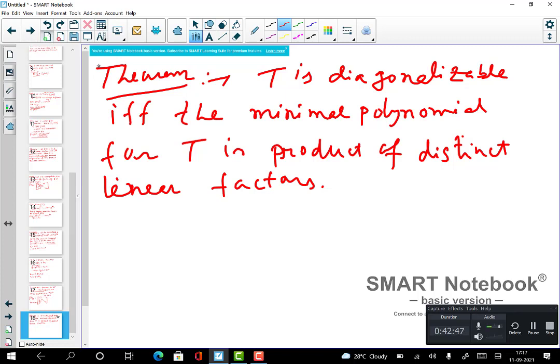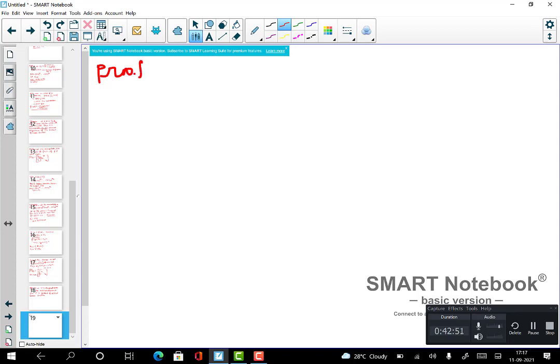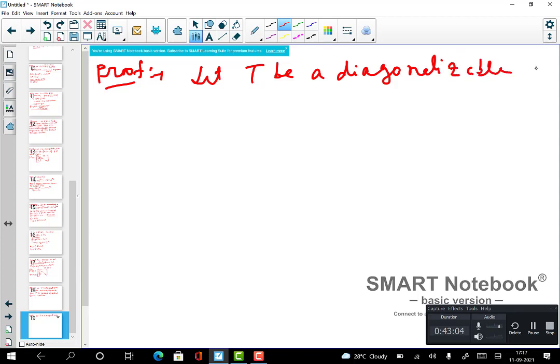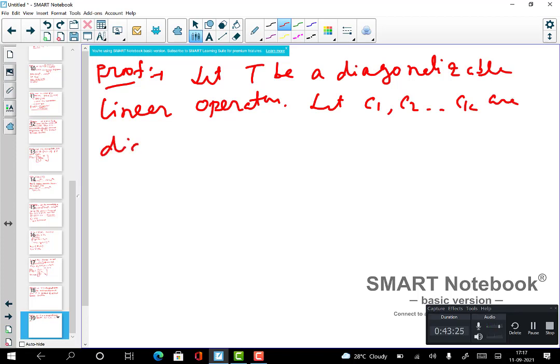Okay, so proof. One part is what? So let T be a diagonalizable linear operator, and let C1, C2, up to Ck be the distinct eigenvalues of T.